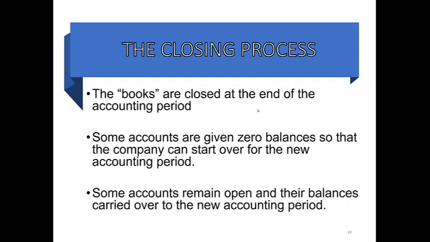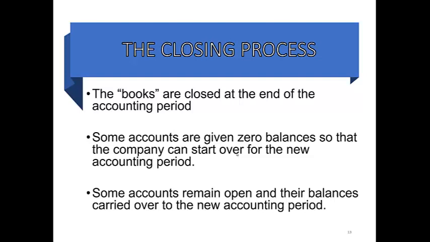Now we'll start with our closing process. The closing process is the last step in the accounting cycle, which means that we have completed our fiscal year and now we're going to close out the books and start a new fiscal year. When we say close the books, we mean we are going to give some accounts zero balances so that we can start counting the figures in those accounts again over the next fiscal year.